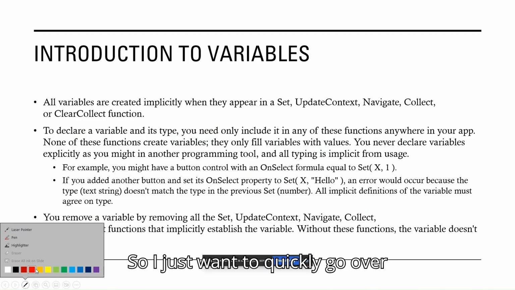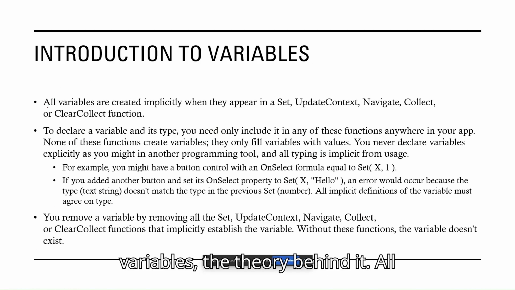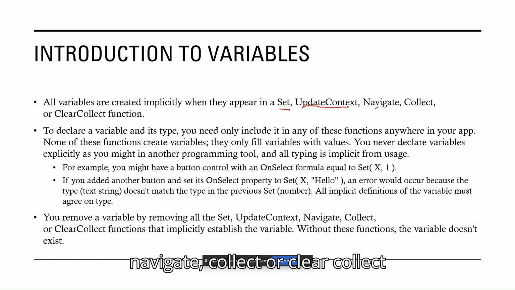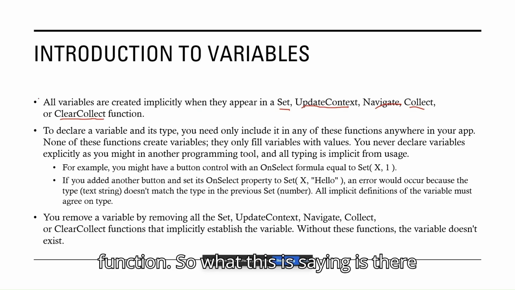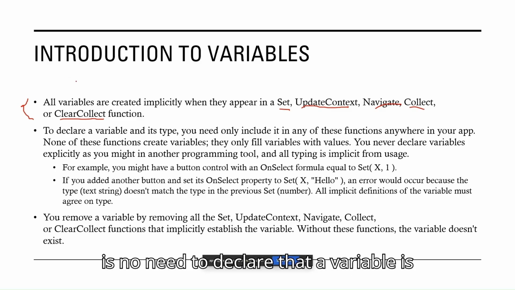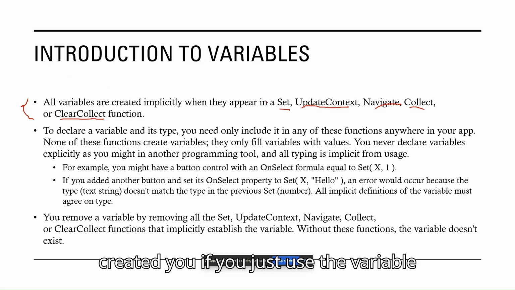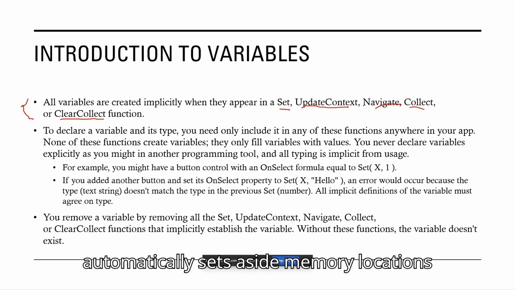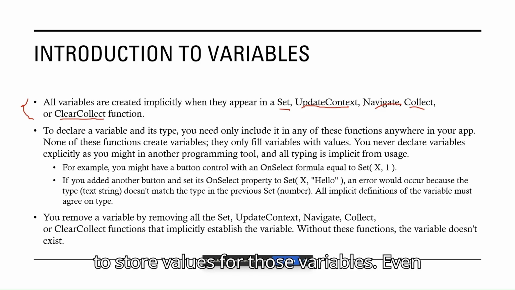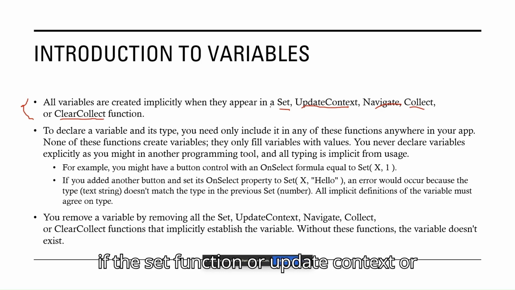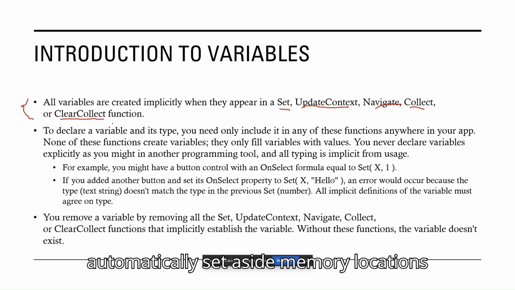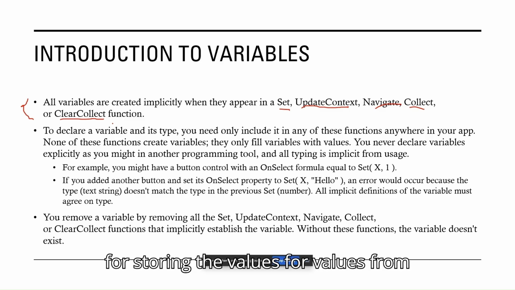So I just want to quickly go over variables, the theory behind it. All variables are created implicitly when they appear in a set, update context, navigate, collect, or clear collect function. So what this is saying is there is no need to declare that a variable is created. Power Apps automatically sets aside memory locations to store values for those variables, even if the function is not run.